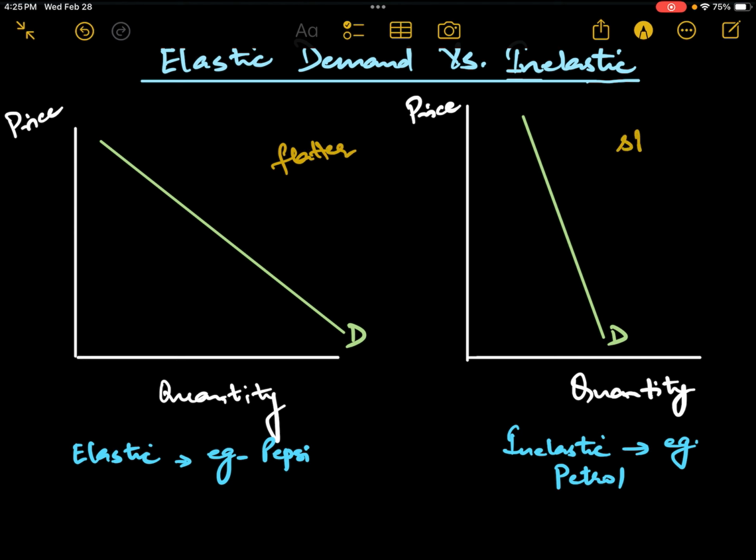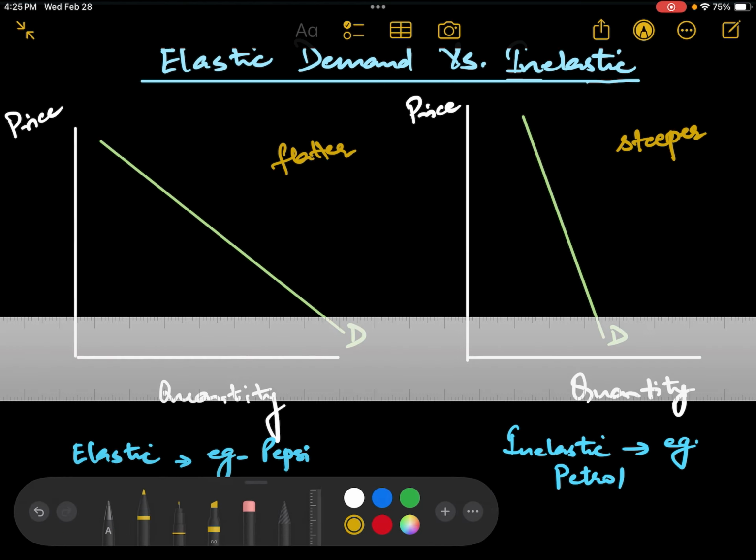This is steeper. Now what will it help me to do? I want to show that if the price of this good changes, the response of demand, the teacher should be able to look at it and make out that the response is more here and the response is less here.